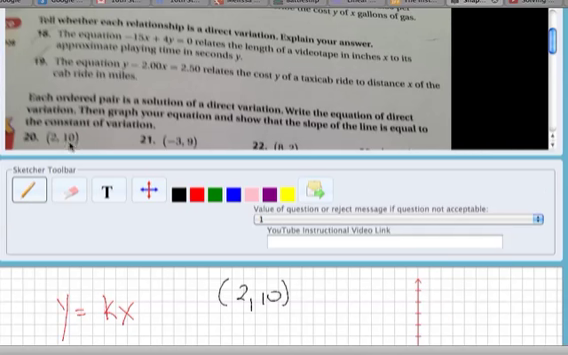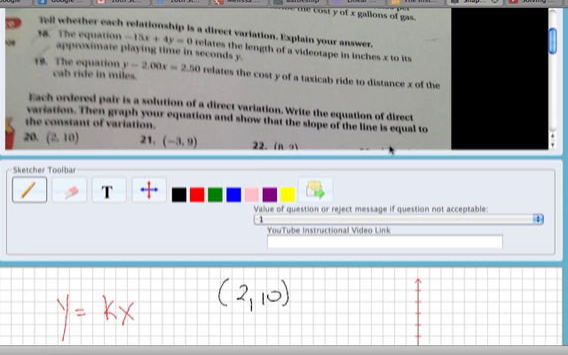So in number 20, we are given a pair of points, an x-coordinate and a y-coordinate, and we are told that this is a solution to a direct variation. And we have three things we have to do. The first thing we have to do is write the equation of direct variation.